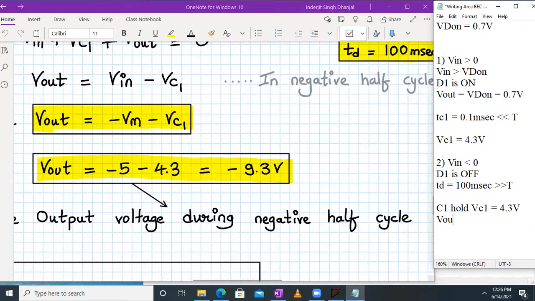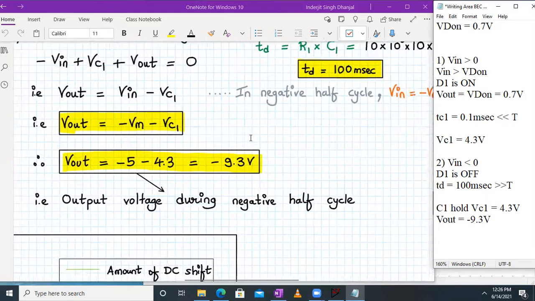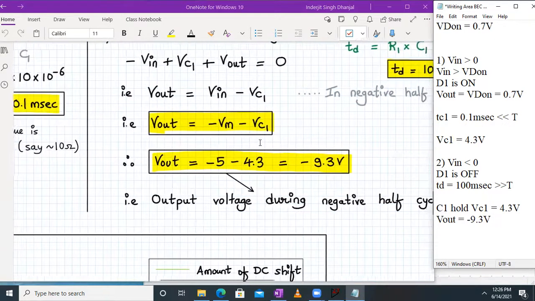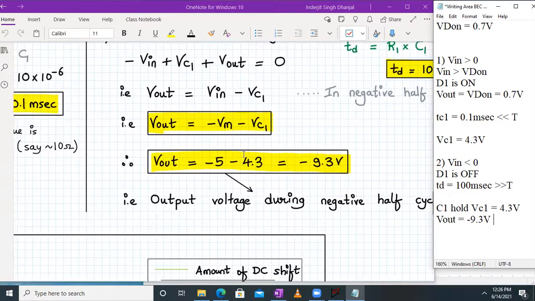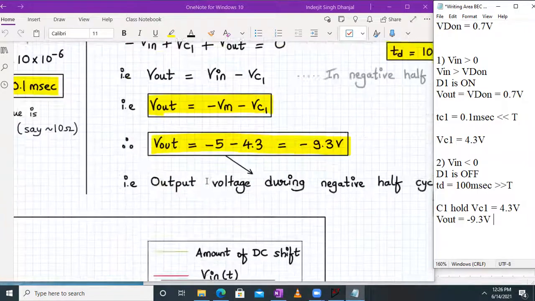So what can we have over here? It's a constant value, right? So V out will be equal to minus 9.3 volts. Since it is a square wave, the output during the negative half cycle is minus 9.3 volts. Okay, so that's how we get that shift.